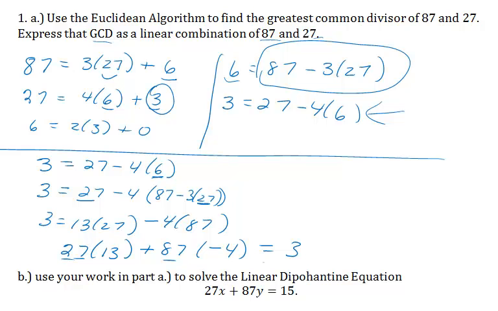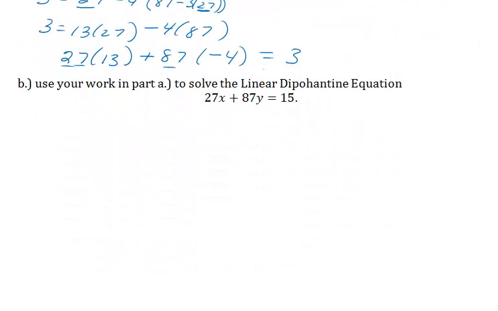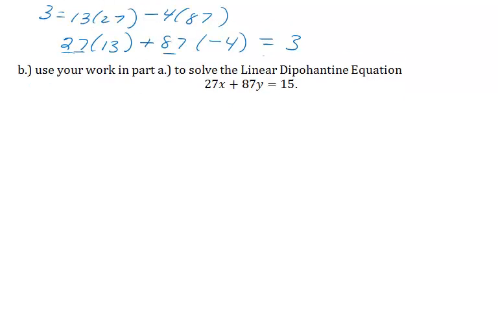Okay, so now let's take a look at part B. We're going to use our work in part A, so I've got to leave that up there. To solve the linear Diophantine equation 27x plus 87y equals 15. Well, I've got 27 times a number plus 87 times some other number equals 3. I'd like it to be 15. This is where we need the greatest common divisor, d, to divide evenly into this constant. So I can just multiply by 5 on both sides and get 15, and I'm going to do that carefully.